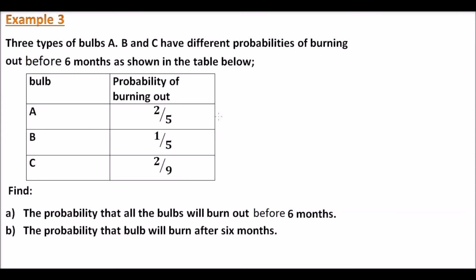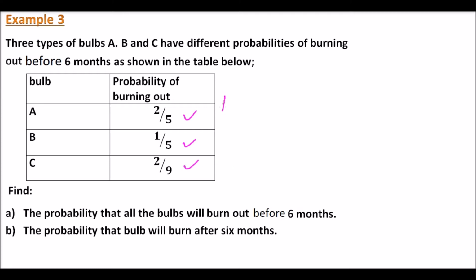So our example 3. 3 types of bulb, A, B, and C, have different probabilities of burning out before 6 months, as shown below. Bulb A has a probability of burning out before 6 months of 2 over 5, B is 1 over 5, C is 2 over 9. Find the probability that all the bulbs will burn out before 6 months.